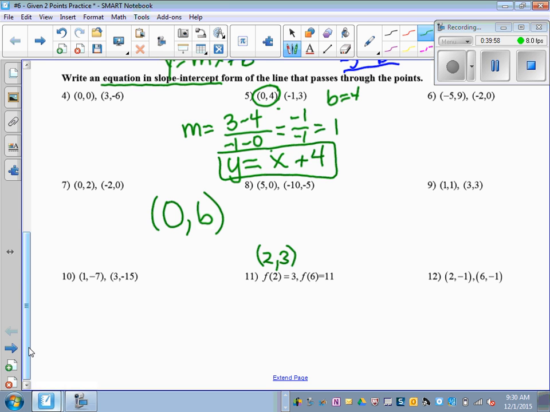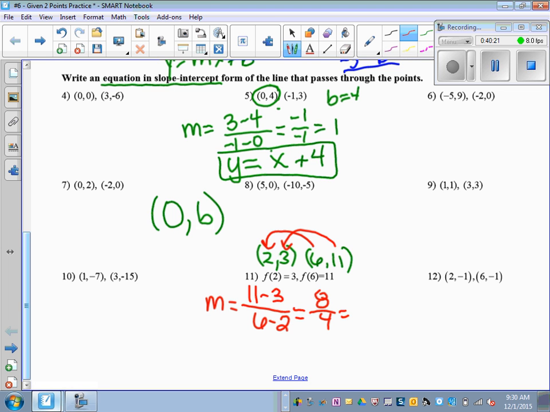And the point 6, 11. So we need to find our slope. Subtract our y values for my slope. 11 minus 3, over 6 minus 2. 11 minus 3 is 8, 6 minus 2 is 4, 8 divided by 4 is 2. So my slope is 2.